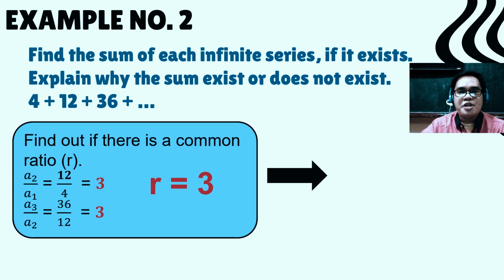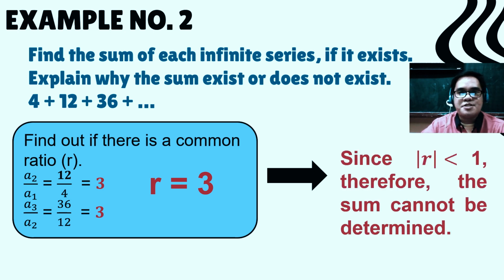Since the indication on identifying the sum of each infinite series is that the absolute value of r is less than 1, and we computed r is equal to 3 and 3 is not less than 1, therefore the sum cannot be determined.